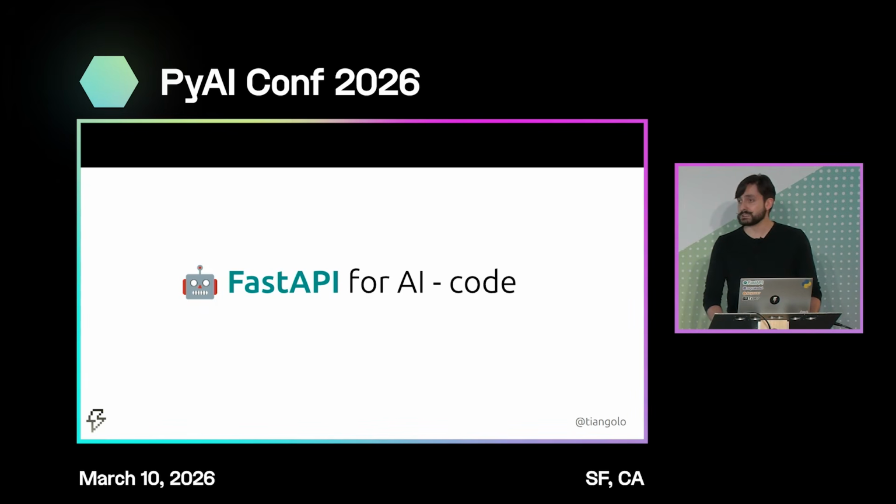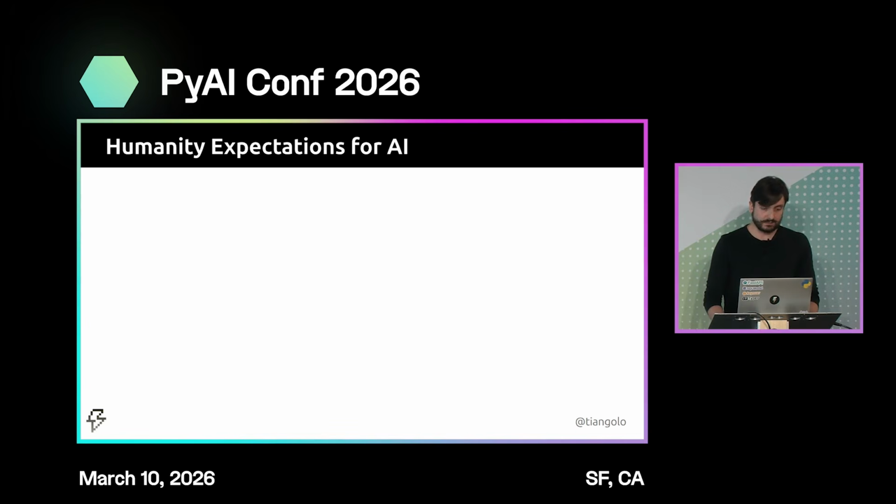Now, a little bit of FastAPI for AI, not also in terms of code itself. First, let's talk about the expectations for AI, the humanity expectations for AI.